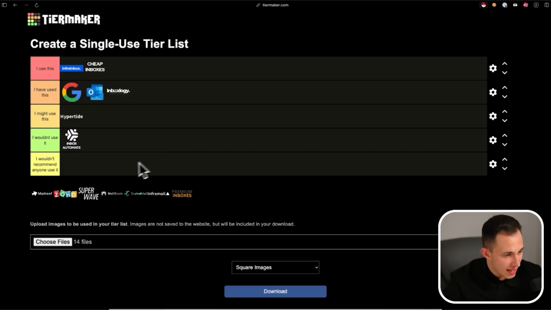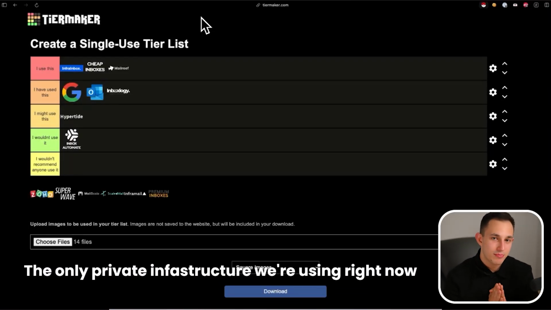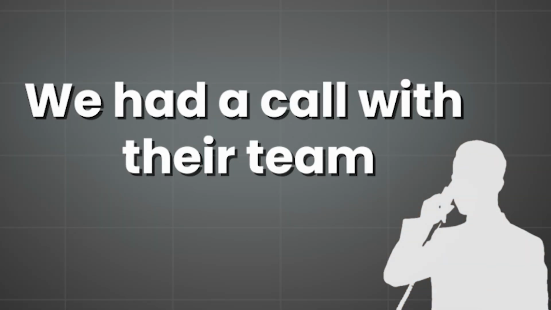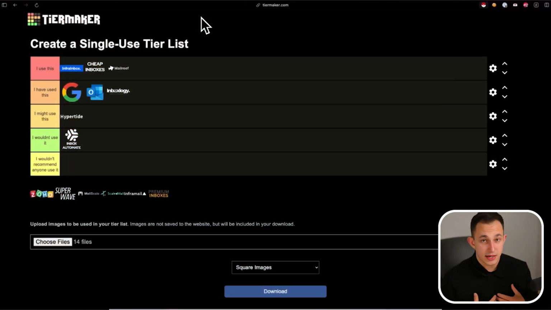Okay. Next is Mailreef. Now I'm going to put Mailreef in I use this because they are the only private infrastructure that we are using right now. A small amount of our inboxes are with Mailreef, but we had a call with their team. Very great people. They actually showed up. They were punctual. Very great team. A lot of people that I know personally use Mailreef and they vouch for their legitimacy. So of course that gives me a little bit of a bias towards believing that they're legitimate. Honestly, Mailreef is a great provider.